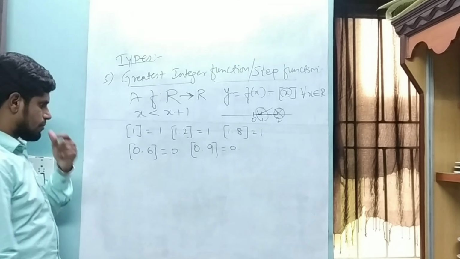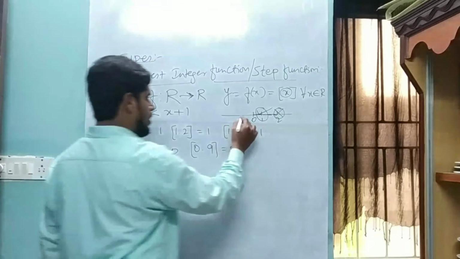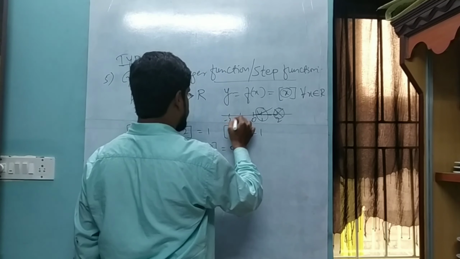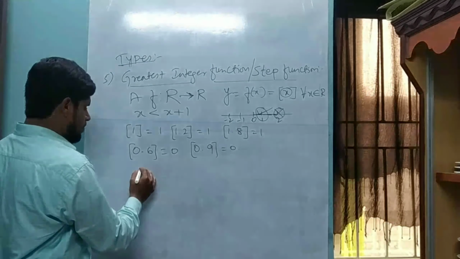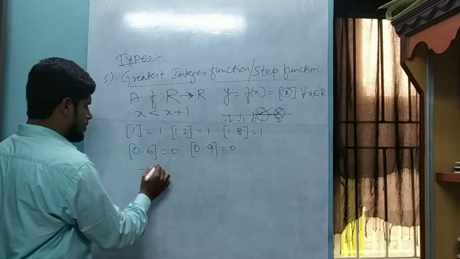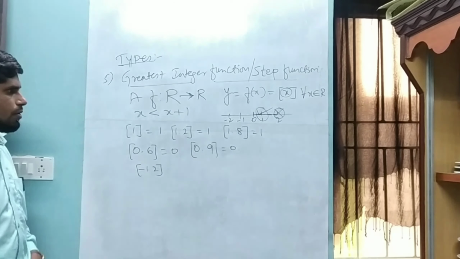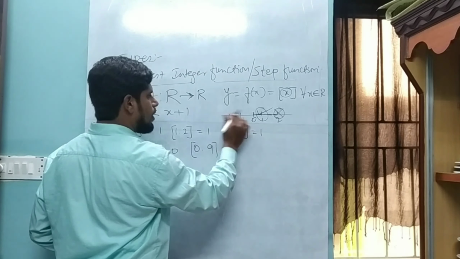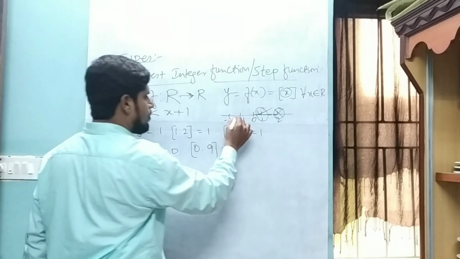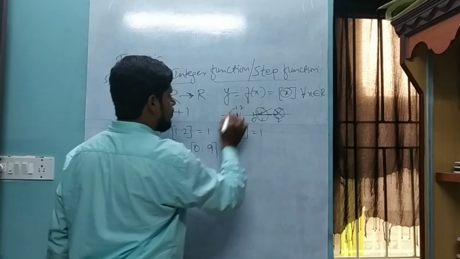Next, if I give any negative values here, what happens? Suppose I have negative values -1, -2 here. Let us see negative values. If I put -1.2, so -1.2 comes between -2 and -1, somewhere here. This is -1.2.